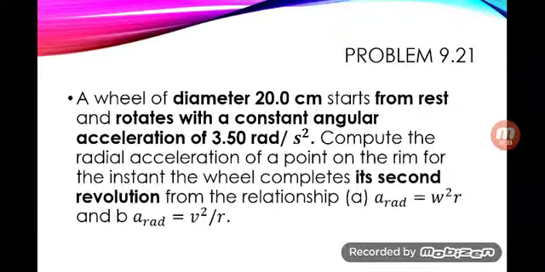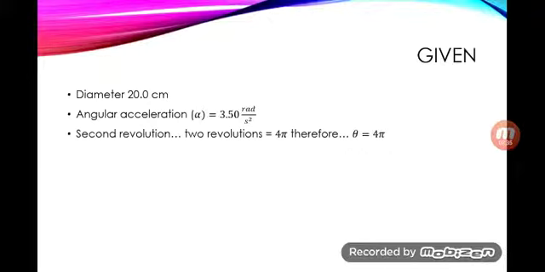What we're going to do is put the given in. We're given a 20 centimeter diameter, which when we convert it is a 10 centimeter radius, and we have an angular acceleration of 3.50 rad per second squared. It's at the second revolution. One revolution is 2 pi, so it's 4 pi.